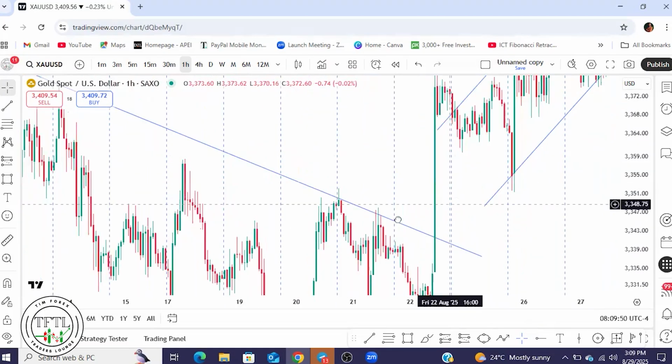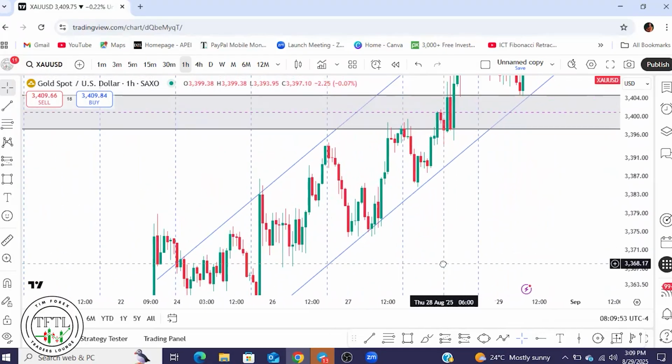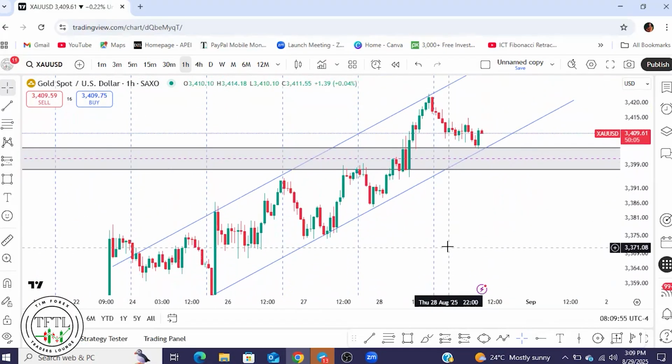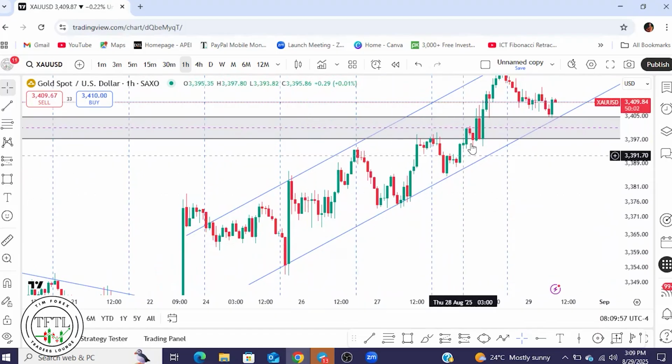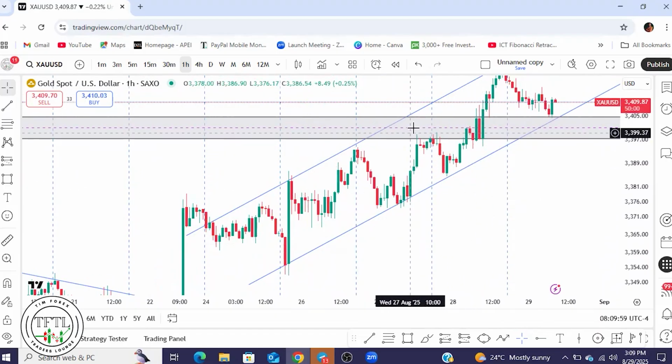So gold really respects the market structure. Like you can see in this kind of a market structure, here we are pushing up. It's creating a series of higher highs and higher lows. So you want to look for buying opportunities only here because it's an uptrend.